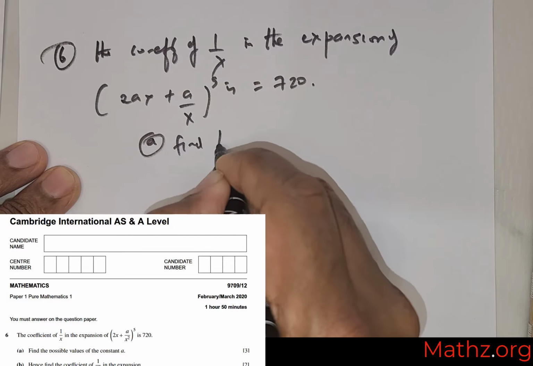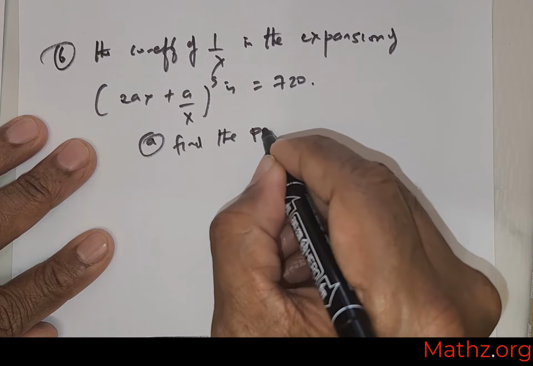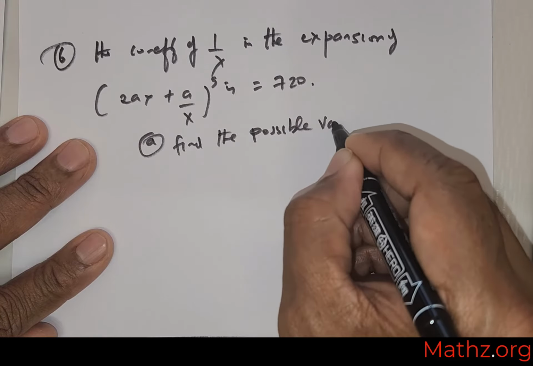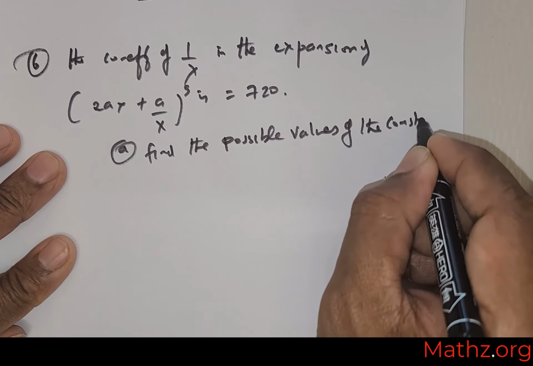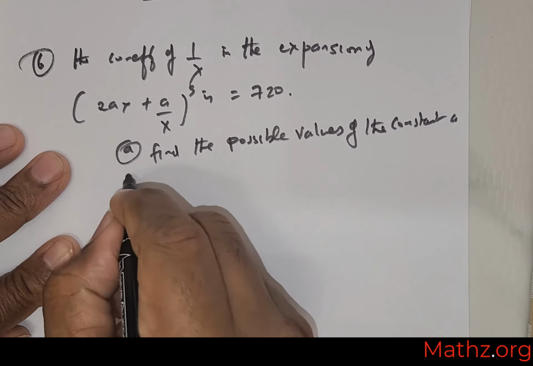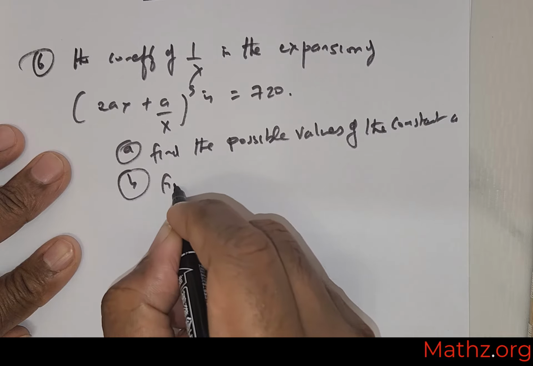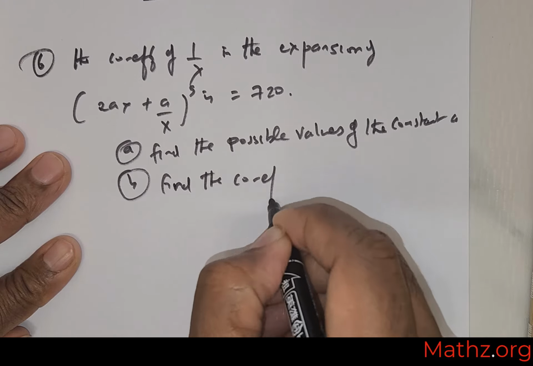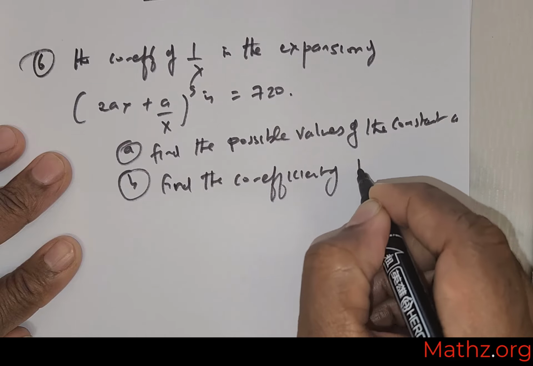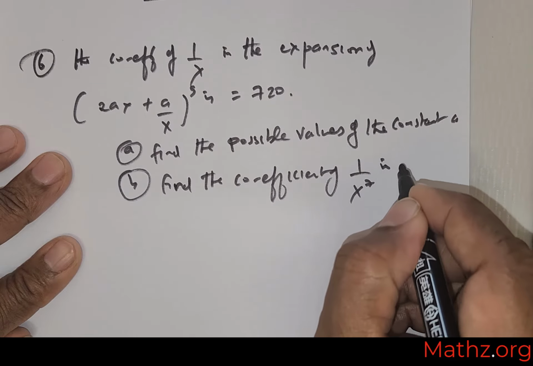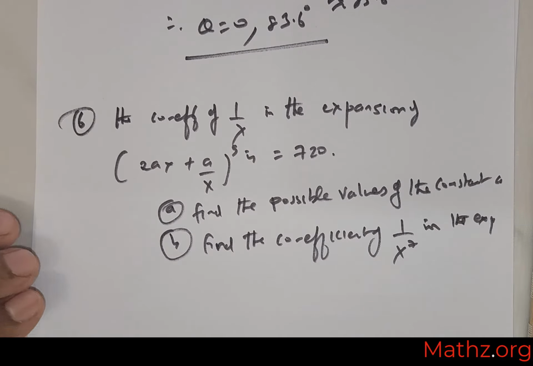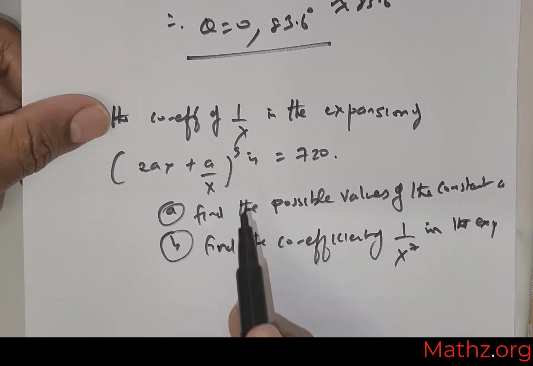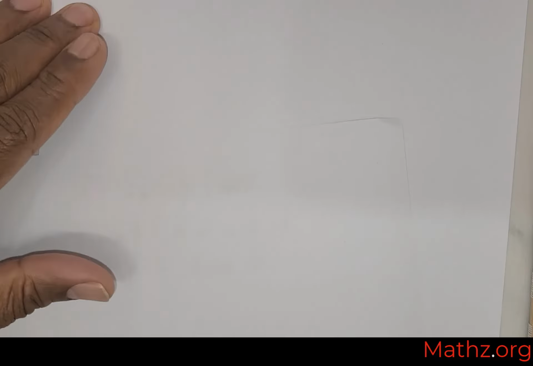Now what they are asking us is to find the possible values of the constant a. And next one is, find the coefficient of 1 over x raised to the power of 7 in the expansion. Okay, so this is a binomial term. So let me go to the next page and do this question.